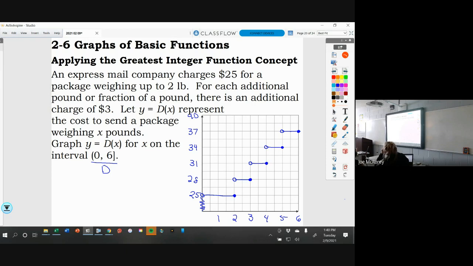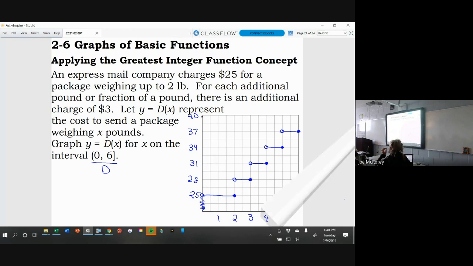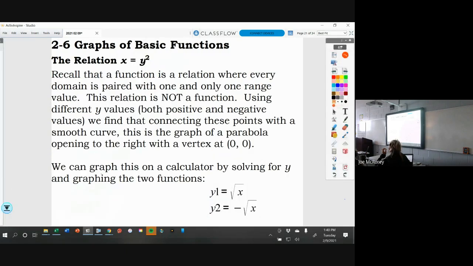Okay? Based on the domain they provided, the range of this function is 25, 28, 31, 34, and 37. Good? Questions? And the last slide says the relation x equals y squared. Recall that a function is a relation where every domain value is paired with one and only one range value.